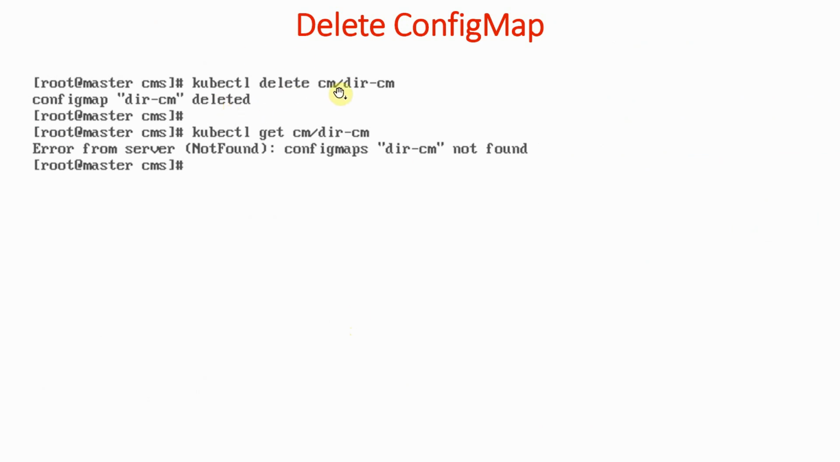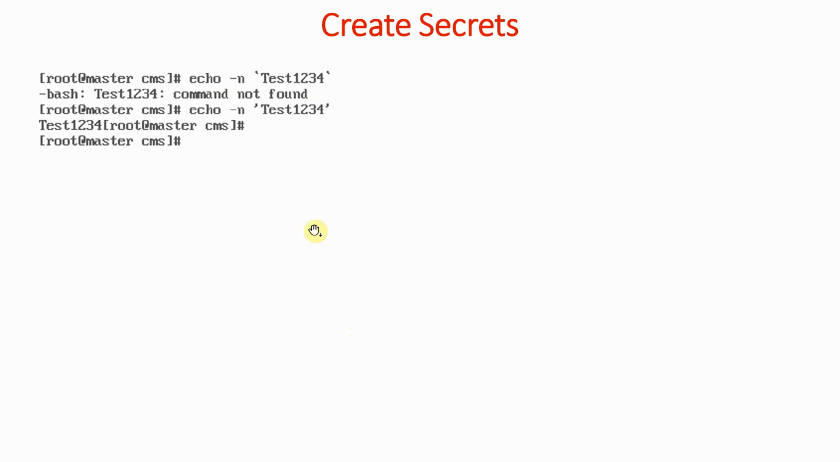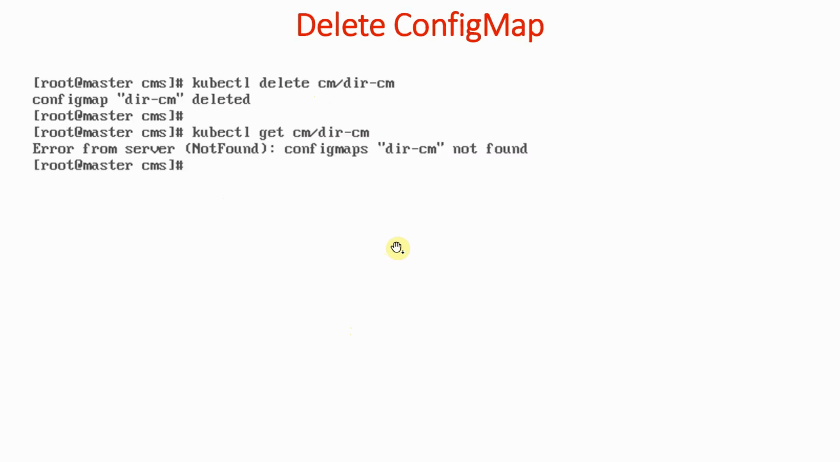Now we are going to delete that config map by using kubectl delete cm/drcm. Then again when we run kubectl get cm, it says drcm not found, because we have already deleted that config map. Now we will see how to create secrets. So in our case we have deleted that config map.